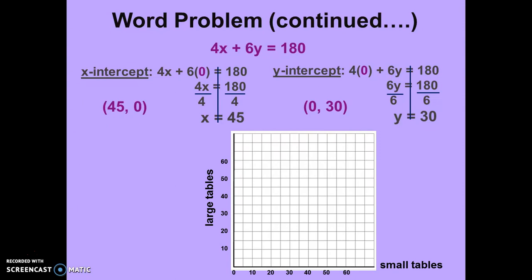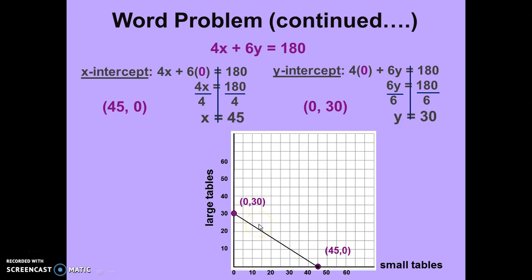I'm going to count by fives. I'm only labeling every 10, but notice how I'm skipping a line here. So this would have been 5, 10, 15, 20, and so on. When I go to plot these points, I've got (45, 0) right here for the x-intercept. I've got (0, 30) right here for the y-intercept. And I've got the line between the two.